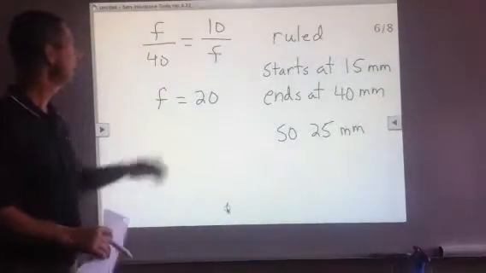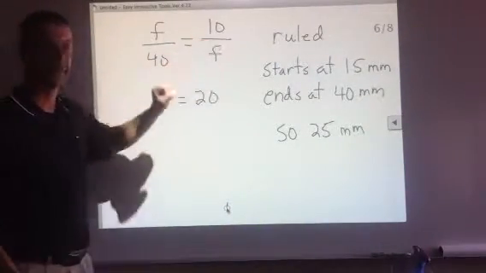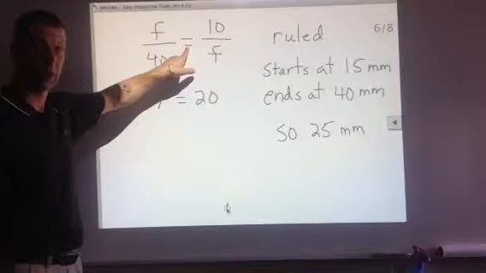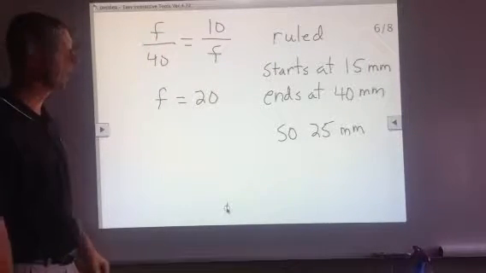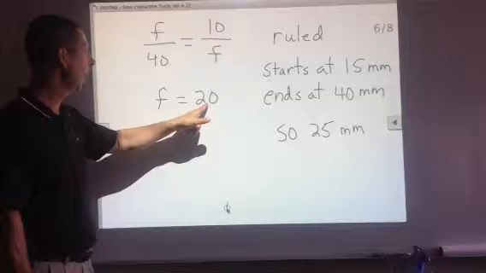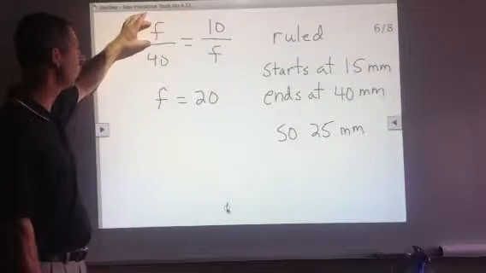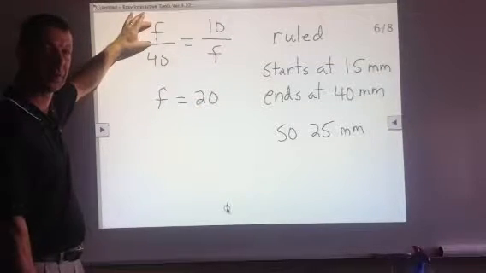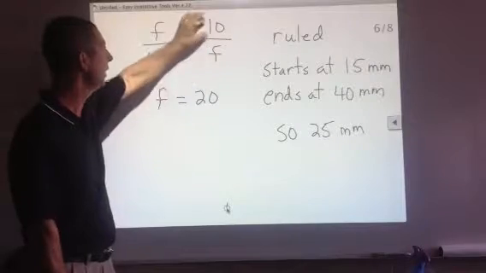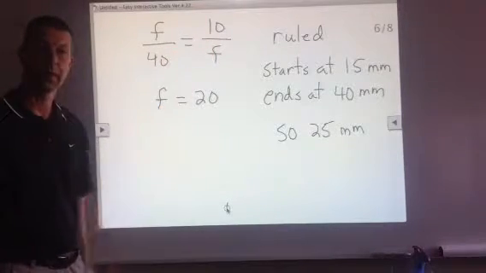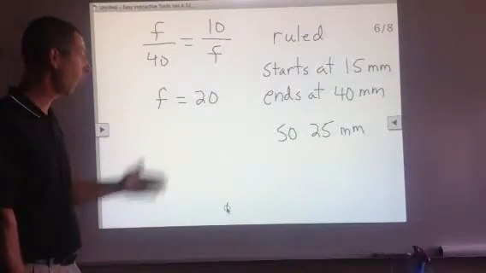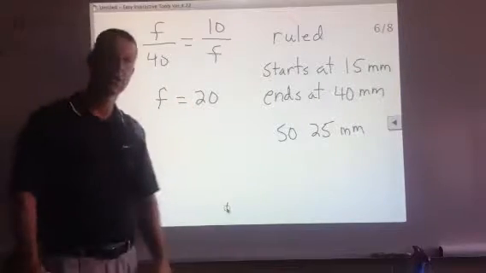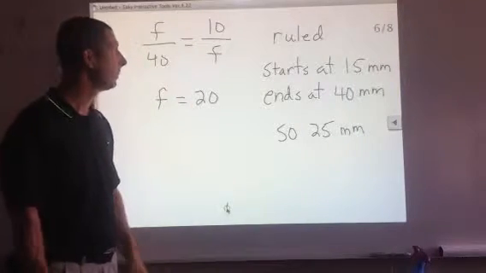Okay, this problem here, we have to solve for f. They have to be equal. This is kind of one where a little trial and error works pretty well. Well, f ends up being 20. If I put 20 in here, I get 1/2 if I reduce it. 10 over 20 is 1/2. So 20 is the answer. Just for watching this video, you're going to get that one right.